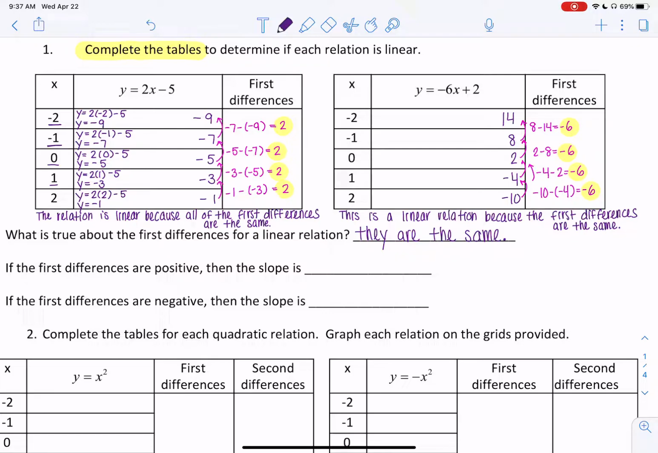If the first differences are positive, what do I know about my slope? That's going to tell me that my slope is positive. So just like our first example, because my differences were all positive 2, it's telling me that my slope is positive 2. If my first differences are all negative, it's telling me that my slope is negative. Just like the second example, all of my differences are negative 6, so it's telling me that my slope is negative 6. So my line would look something like that.